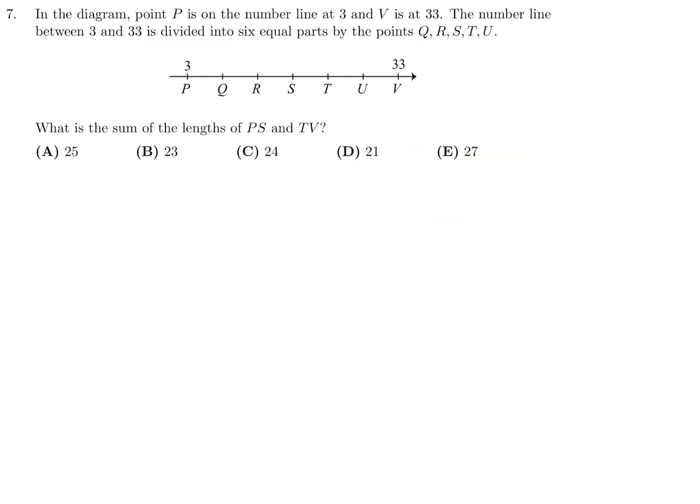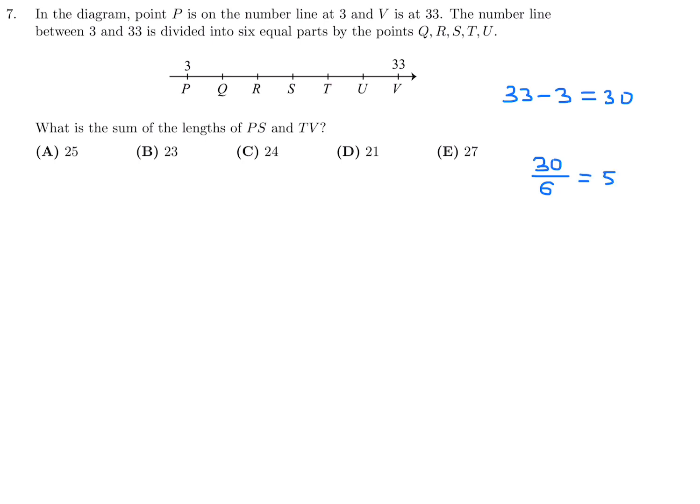In the diagram, point P is on the number line at 3 and V is at 33. The number line between 3 and 33 is divided into 6 equal parts by Q, R, S, T, U. What is the sum of the lengths of PS and TV? Well, from 3 to 33, that's obviously going to be 30. And then those 30 units are divided 1, 2, 3, 4, 5, 6, 6 equal parts. So 30 divided by 6 is 5. So each of those parts is 5.